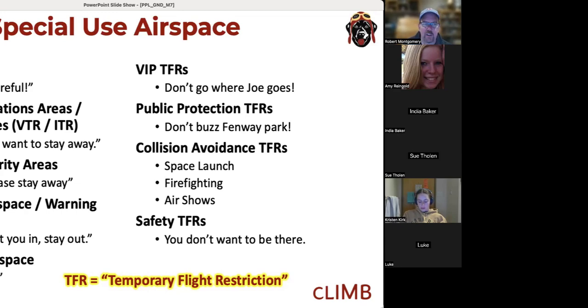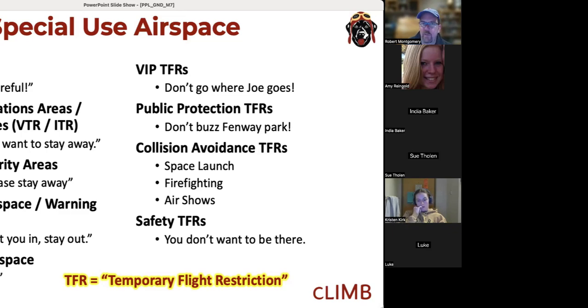So we have everything from alert areas, which is just, be careful flying in there, right? To prohibited airspace, which is keep out or else. Okay. That's over on that special use type. And that includes things like military operations areas, military training routes, national security areas, restricted airspace, warning areas, prohibited airspace, stuff like that.